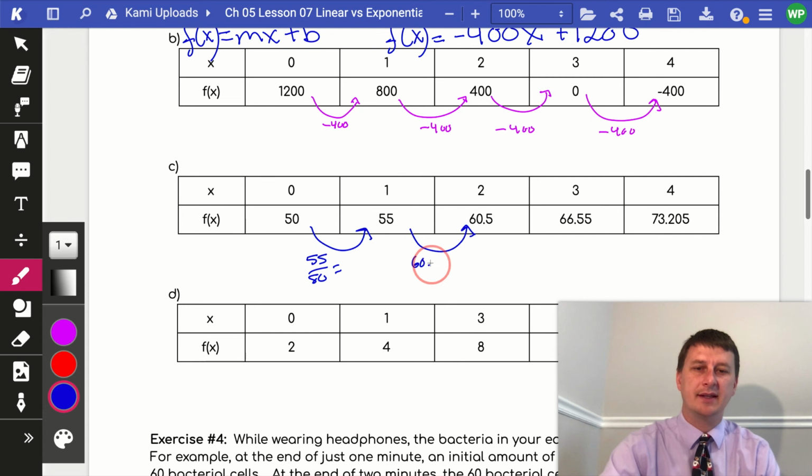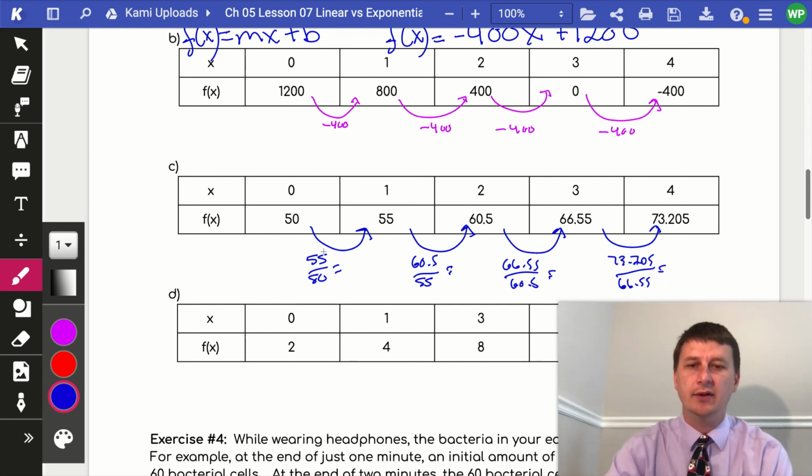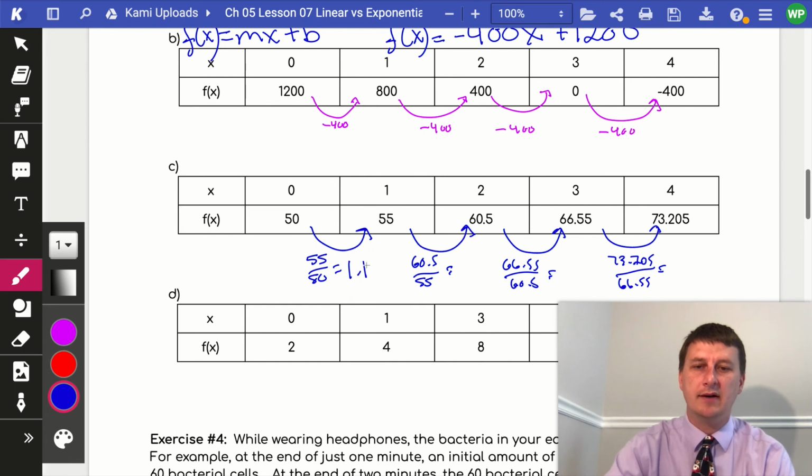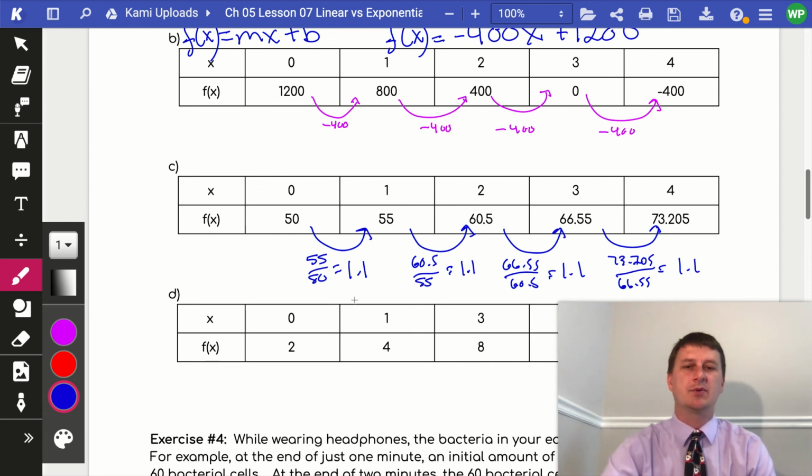And if it's the same thing that 60.5 divided by 55 gives us, then we're on the right track. But we'd have to check 66.55 divided by 60.5 and also 73.205 divided by 66.55. If you put each of these into your calculator, you will find that they do give you the same amount of 1.1 each time. So you get 1.1 every time you divide those, which means we're multiplying by 1.1 every time we increase by one x value here. So that's going to be our growth factor.